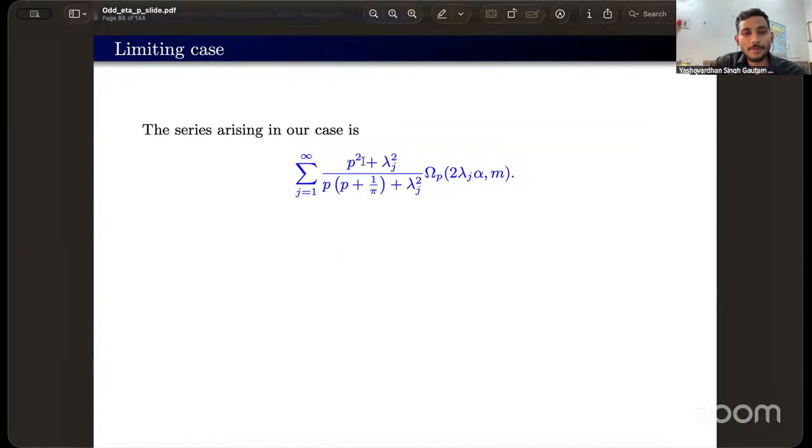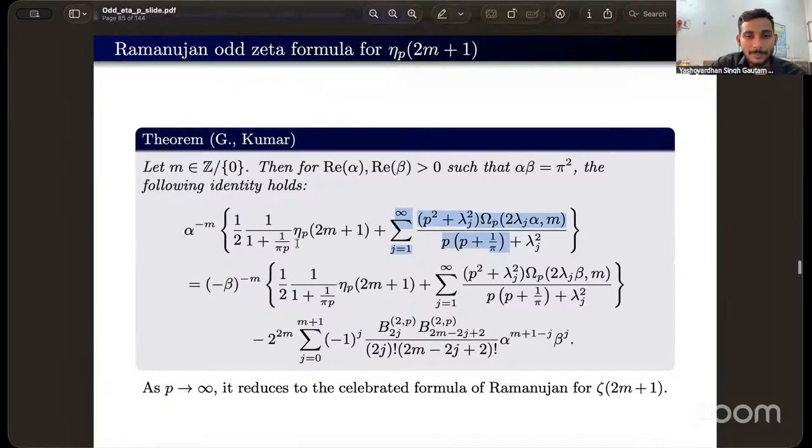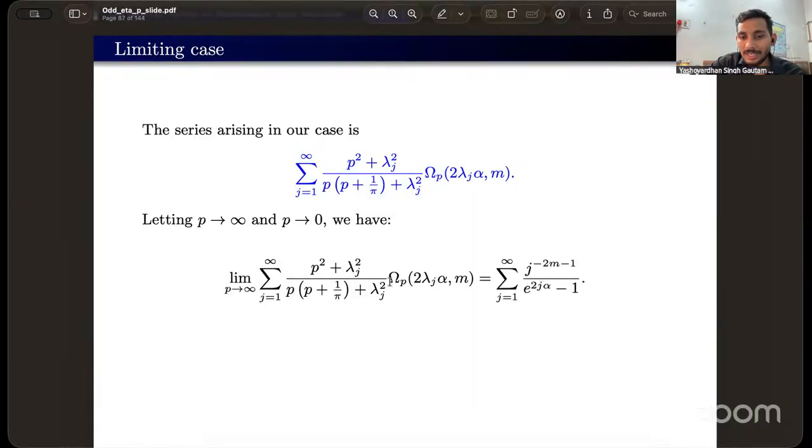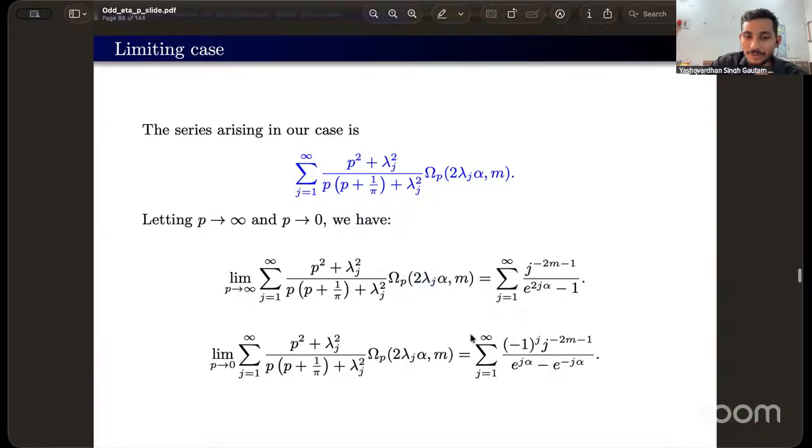Okay, so we have this infinite series. We know all the limiting cases of the eta p function and the Bernoulli function of the second kind, and we just want to know how this infinite series behaves in the limiting cases. If we put the definition of omega p and let p tend to infinity, after some basic calculation we get this right-hand side, which is what we have in the classical case of the Riemann zeta function. But if we take p tends to infinity in this case, then we have this result.